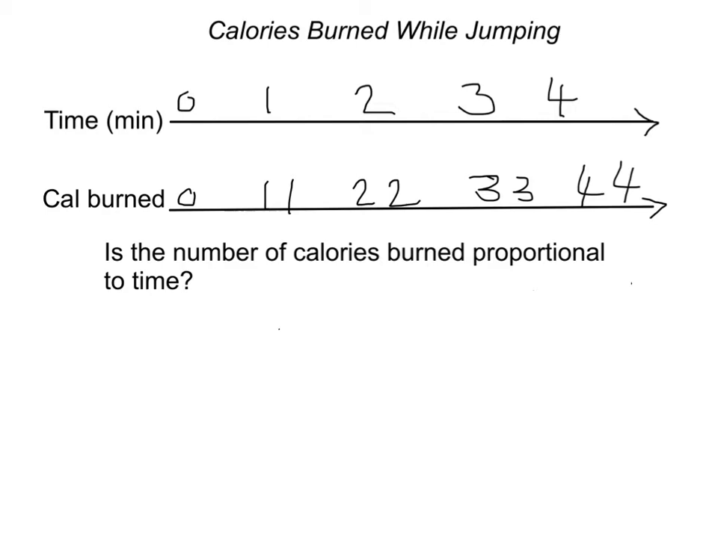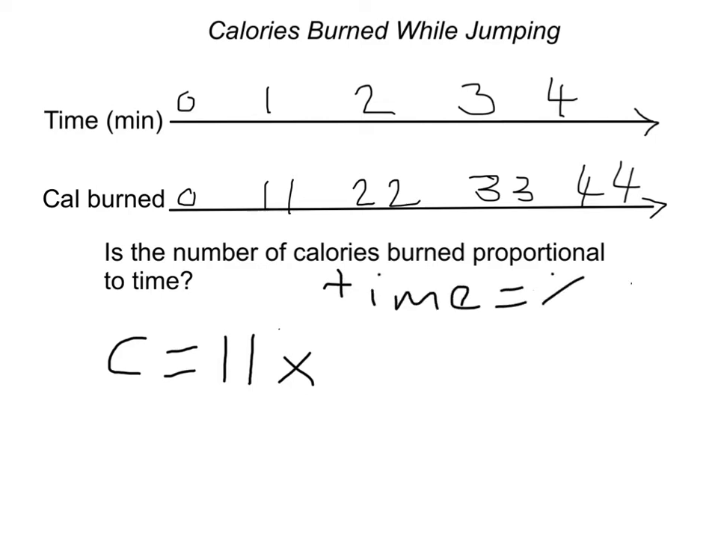Let's say that C, I'm going to make this a little thicker, okay, stands for calories burned, equals 11, which is the constant, times x, where we'll say time equals x. So calories equals 11 times x, or calories equals 11x.